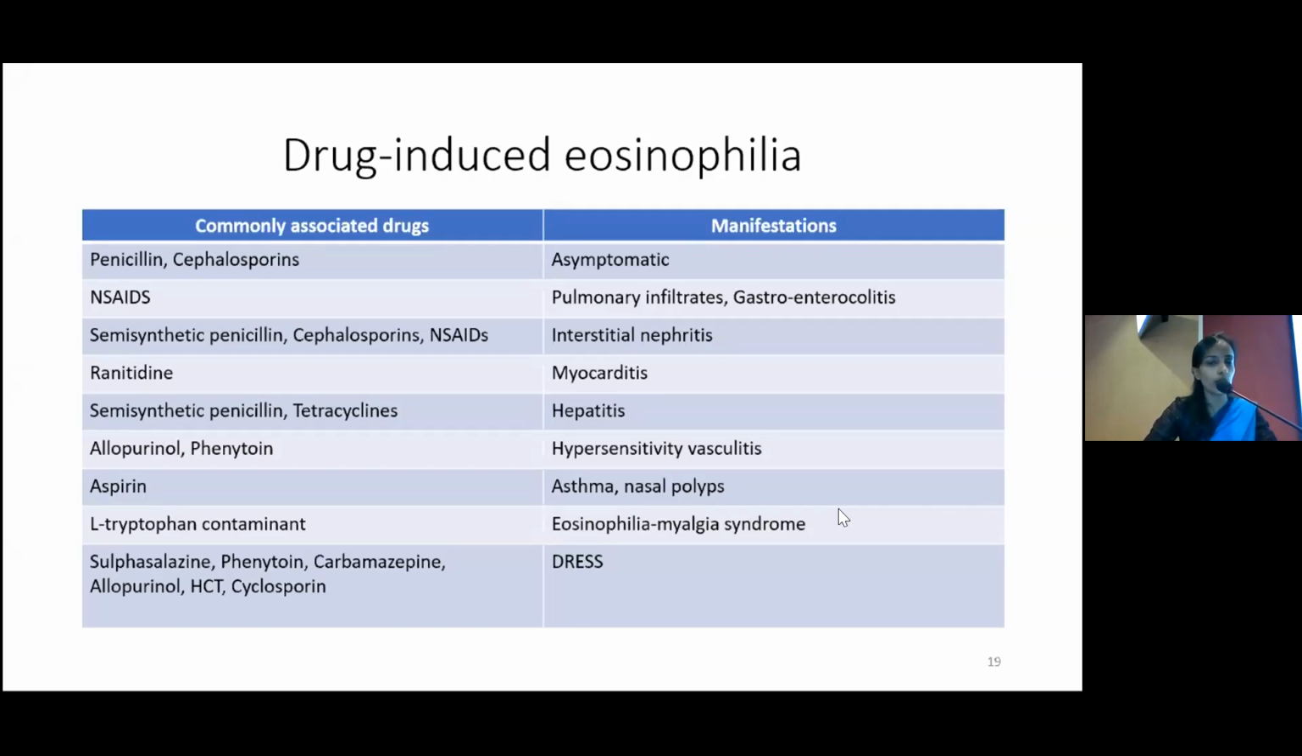Aspirin is well known to cause asthma and nasal polyps. L-tryptophan contaminant causes an entity called eosinophilia-myalgia syndrome. And then there are several drugs causing DRESS, like sulfasalazine, antiepileptics, and allopurinol. So DRESS, as you all know, is drug reaction with eosinophilia and systemic symptoms.